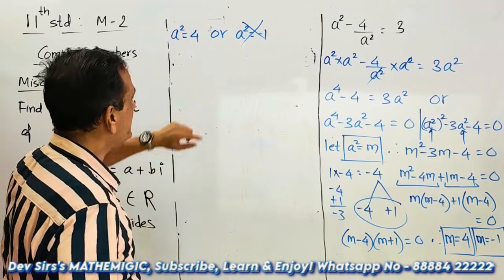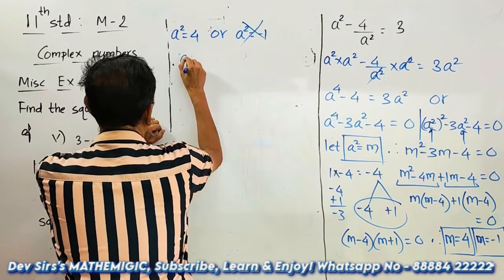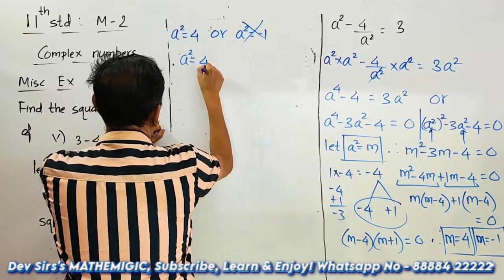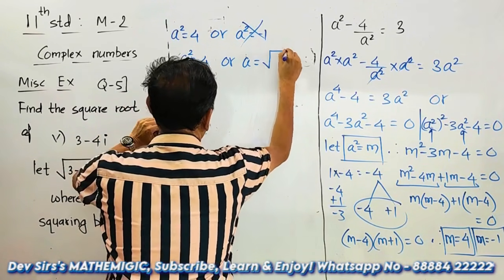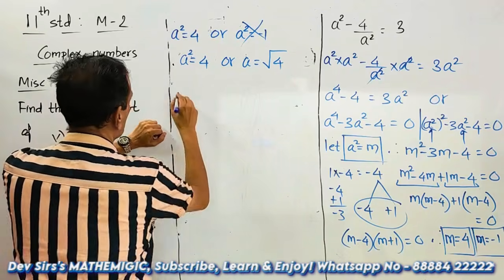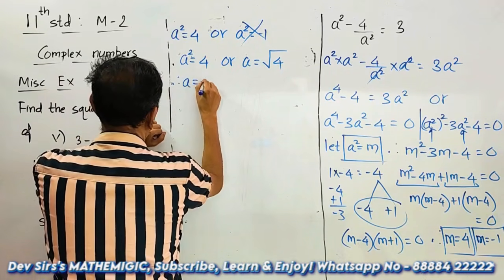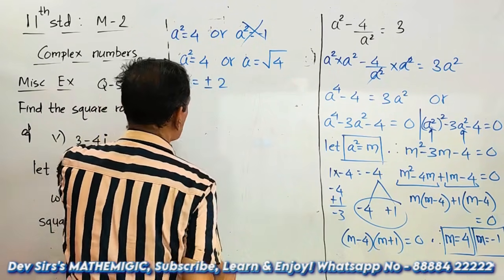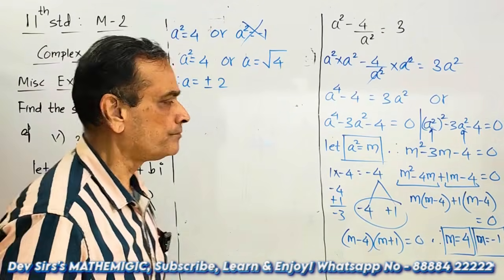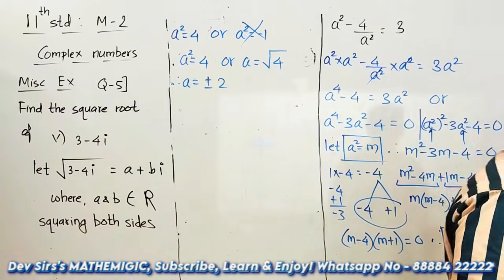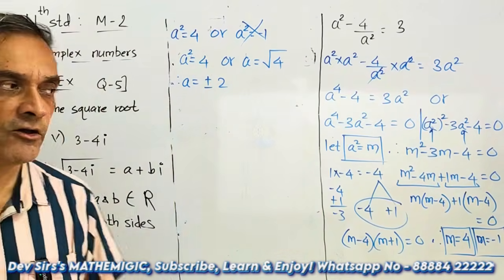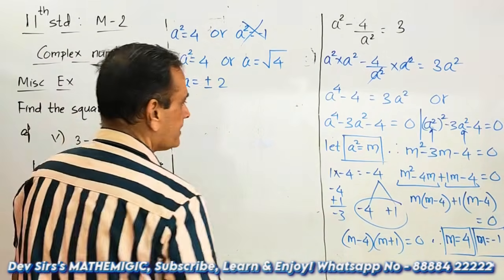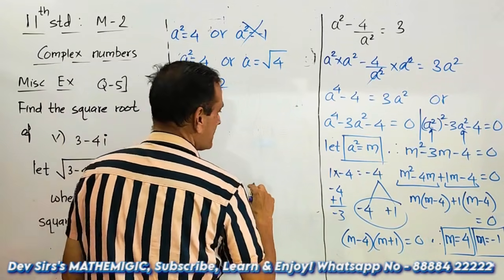So I get a squared equal to 4, or a is equal to root of 4. A is equal to plus minus 2. Okay, a is equal to plus minus 2. Now comes the last part of finding the value of b. Okay, so let us come to the last part now.